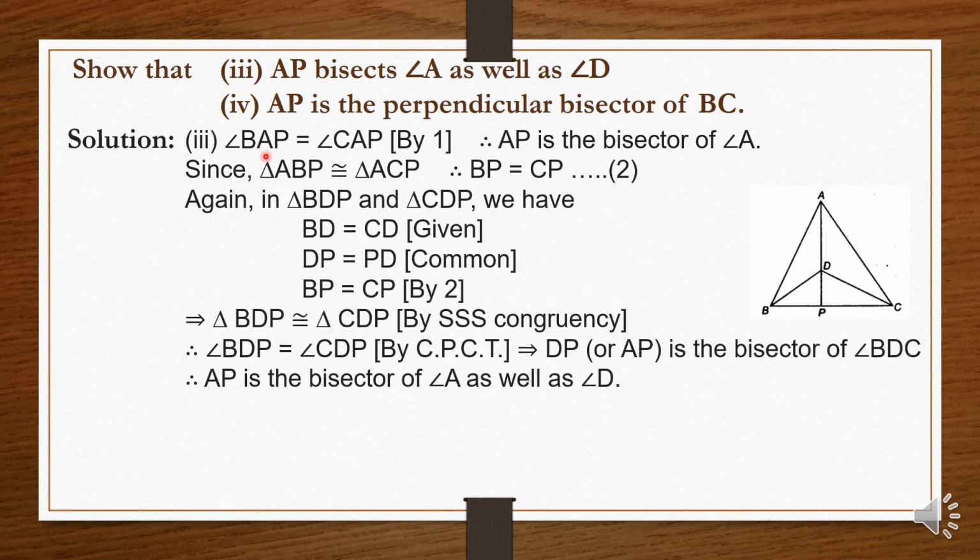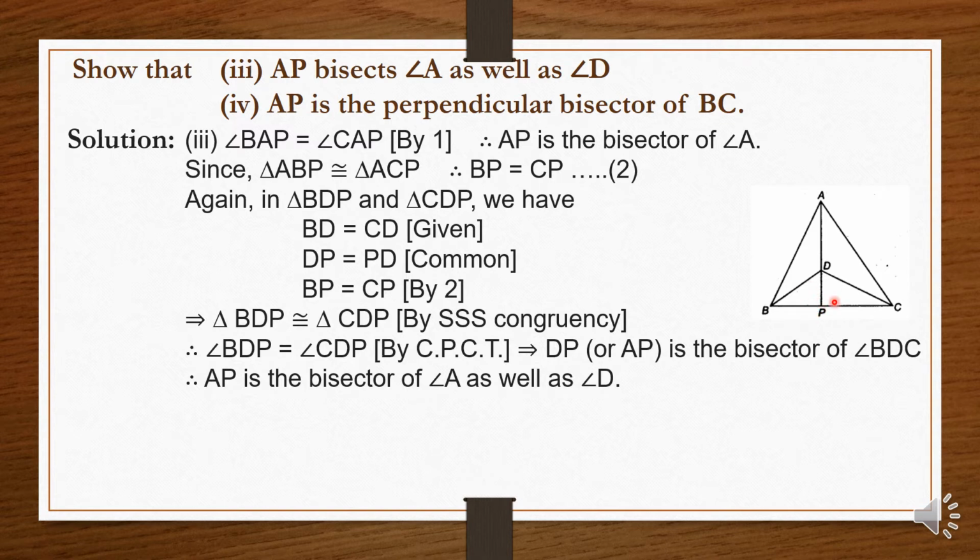So, since angle BAP equals CAP by equation 1, therefore we can say that AP is the bisector of angle A. Again, since ABP is congruent to ACP, therefore we can say that BP is equal to CP. Let's mark it as equation 2. We will require it while proving the congruency of these two triangles.